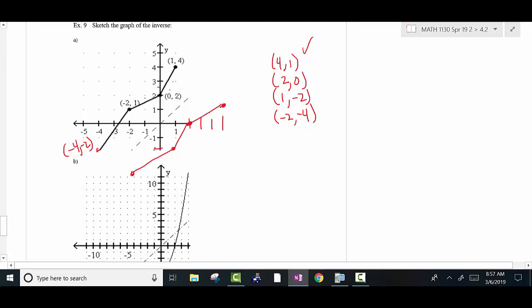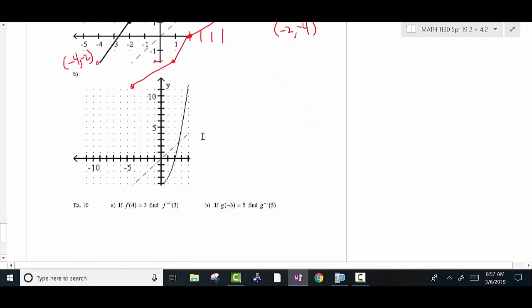And then it would be symmetric about that line. So all you're doing is flipping points. That gives the inverse, okay? So if you have a given graph, that's how you draw its inverse graph, okay? All right, the next one, just the same thing. All you got to do is find maybe 2 or 3 good points.